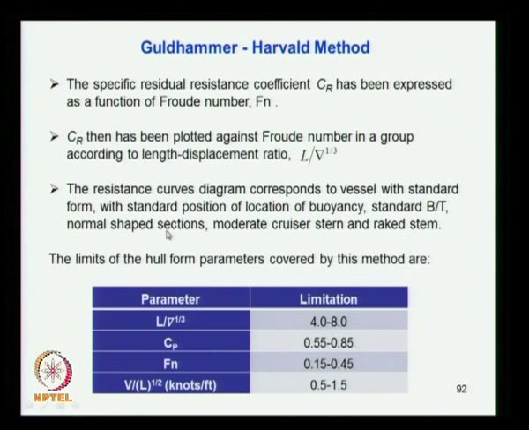You know what a raked stem is; there is no bulbous bow considered here, it is a normal raked, straight stem. The section shapes are normally divided into normal section, U section and V section. So if you are deviating from the normal shape, or if you are using a U section or V section, then you have to give a correction for the change in the section shape.